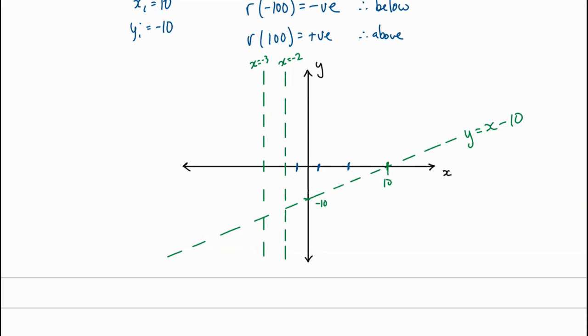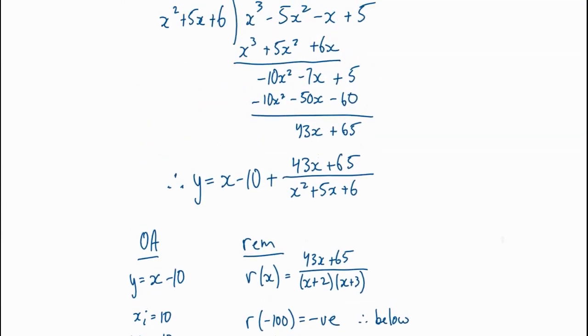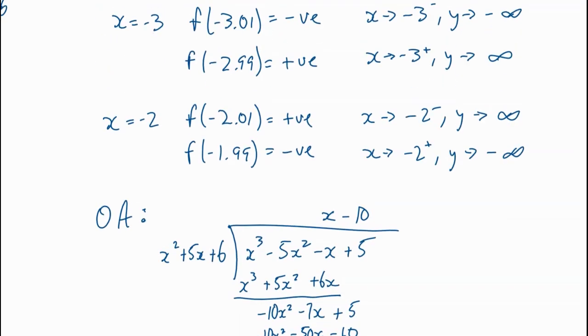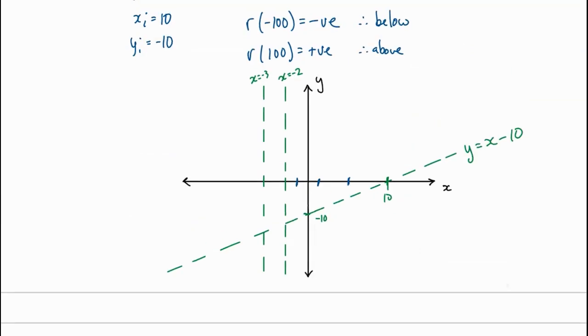And behaviors. For the first asymptote, to the left we're going down, to the right we're going up. For the next asymptote, to the left we're going up, and to the right we're going down. Oblique asymptote, to the left we're below, and to the right we're above.